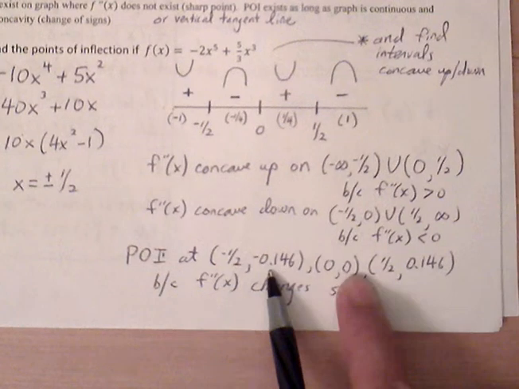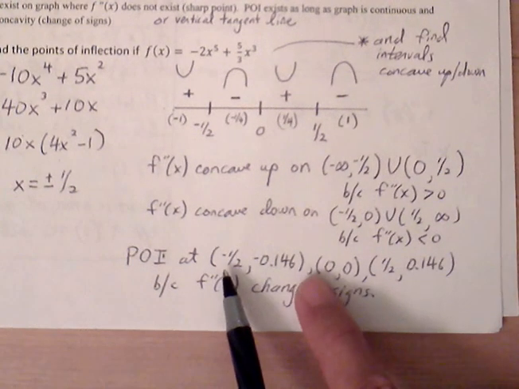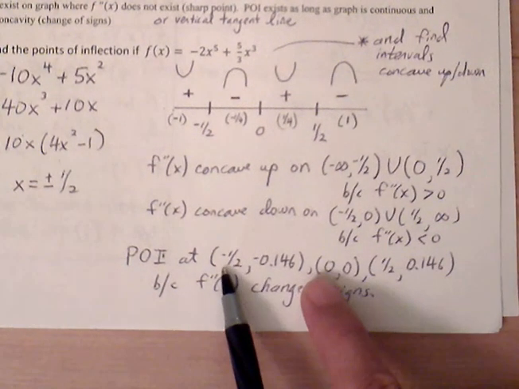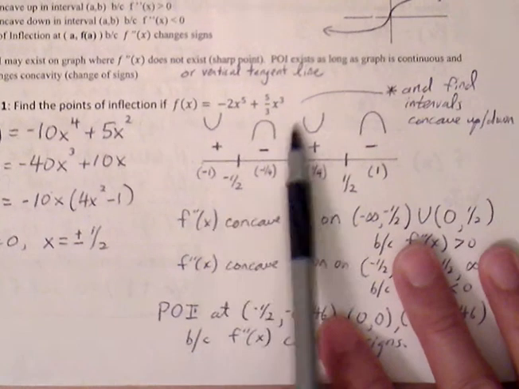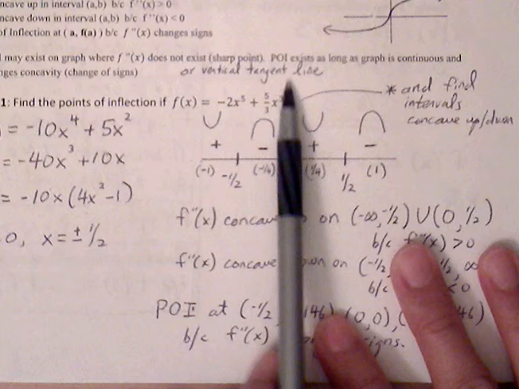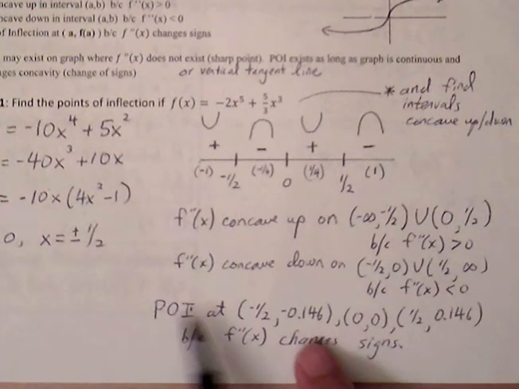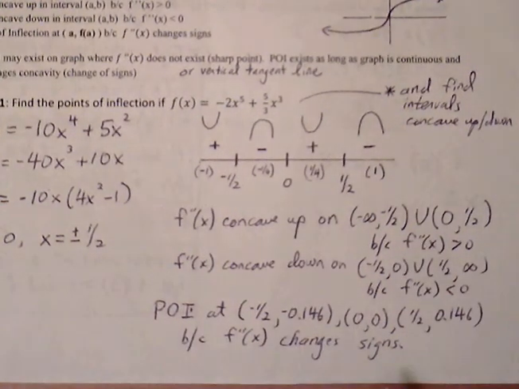Also, these are physical points on the graph, so if we want to find the ordered pairs, we will plug negative 1/2, 0, and 1/2 back into the original function, and that'll give us the physical location of those y values. These physical points on the graph have to be plugged back into the original function.